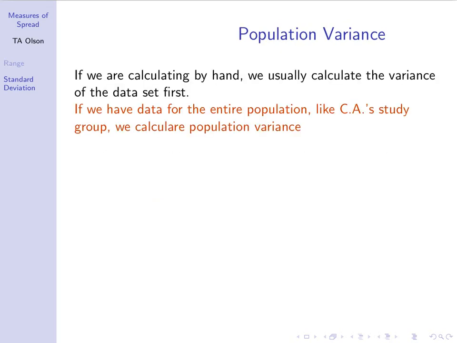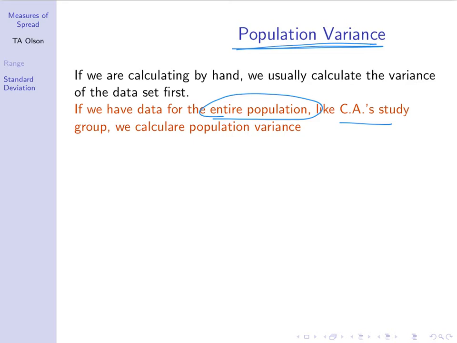If we want to calculate a standard deviation by hand, what we usually end up doing first is calculating what's called a variance. And then the standard deviation is just the square root of the variance. If we have data for the entire population, like Chifaru's study group, she has the midterm scores for all 6 people in her study group. So she can calculate the population variance.